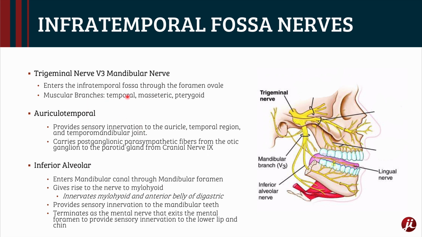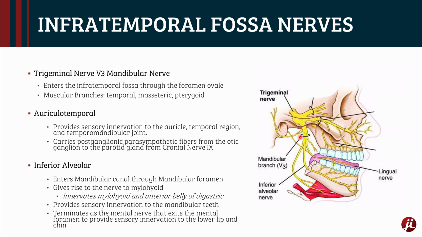All right, so the mandibular nerve enters the infratemporal fossa through the foramen ovale. It does give off muscular branches, right? So it does give off motor innervation or motor fibers to muscles. So the temporalis, the masseter, both pterygoid muscles are all innervated by this nerve. The first branch that the mandibular nerve gives off is this auriculotemporal branch. This nerve is primarily sensory, so it provides sensory innervation to the ear, to the temporal region, and to the TMJ joint. So really important with TMJ pain is this auriculotemporal nerve.